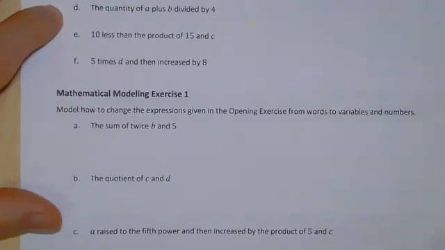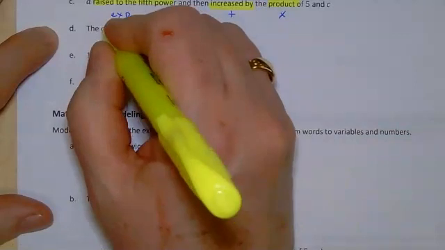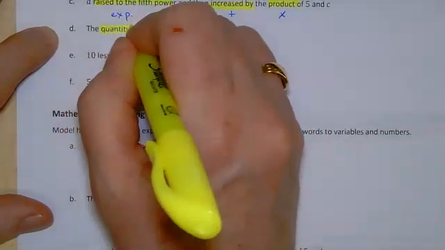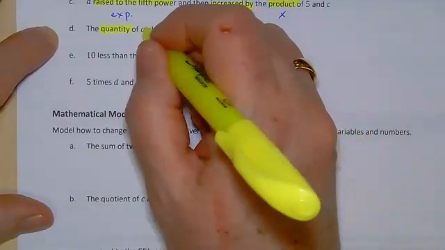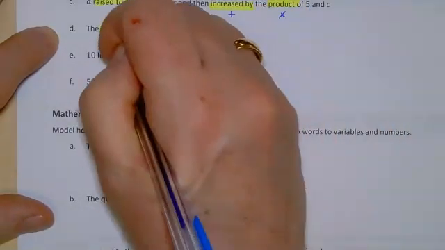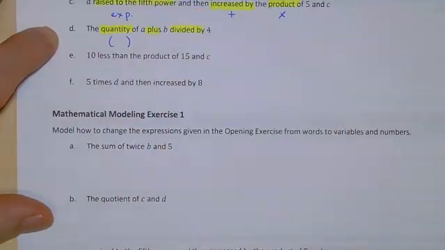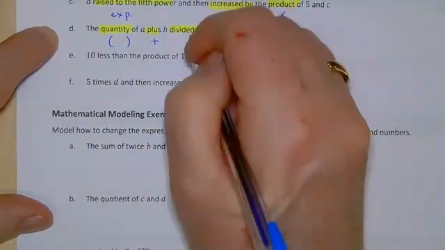Okay, part D. What are the important words? Ashton? Quantity. Yep, give me another one. Plus. Give me another one. Divided. You got it. So quantity means we have to have parentheses. Plus means we're going to add. And divided means we're going to divide.